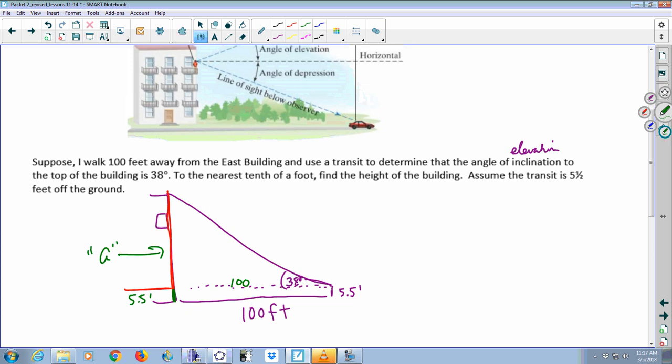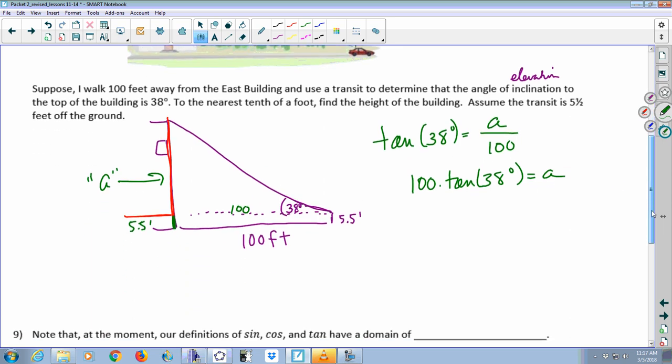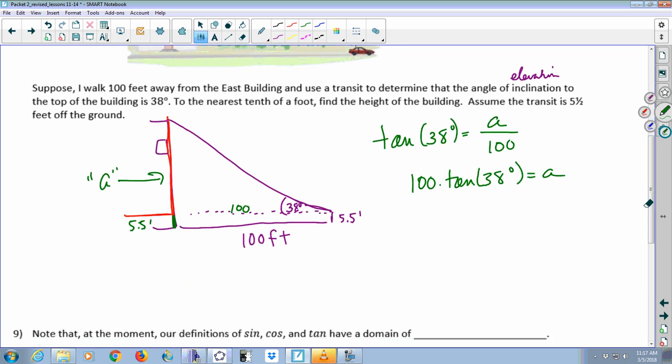So the trig ratio that's going to help me here is the tangent. The tangent of 38 degrees is my opposite over my adjacent. So I throw into my calculator: the tangent of 38 degrees is the opposite over 100. To solve for A, I multiply both sides by 100. Okay, that's the exact length, but given that I'm answering a question here, I want my answer to the nearest tenth of a foot.